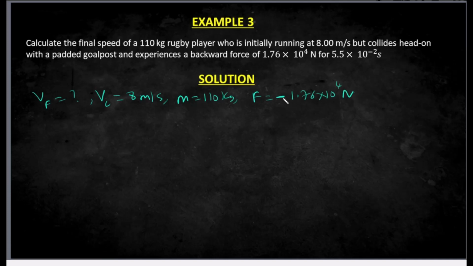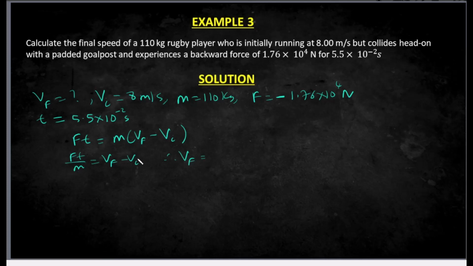That is backward because it's minus. Then the time for which this collision lasted is 5.5 times 10 to the power of minus 2 seconds. Now we want to find the final speed. This is the issue of momentum and impulse. We have the formula: force times time is equal to the mass times the final velocity minus the initial velocity. Now we want to make the final velocity the subject of the formula. Divide both sides by m. We have Ft over m equals v final minus v initial. So the final velocity, if you move this one to the left, it becomes plus: initial velocity plus force times time over the mass.